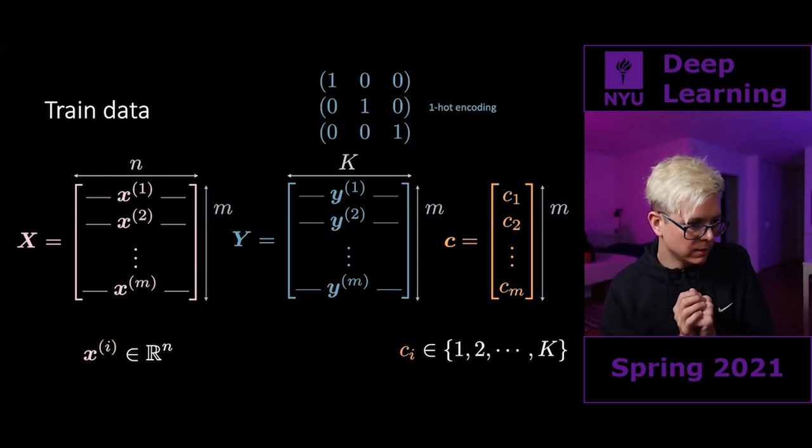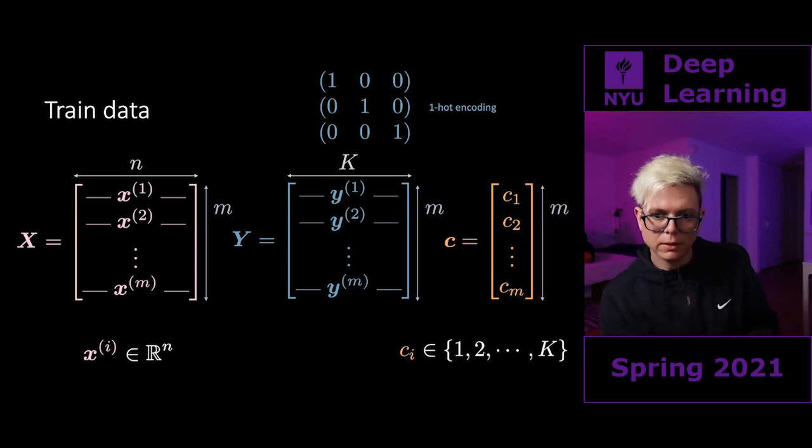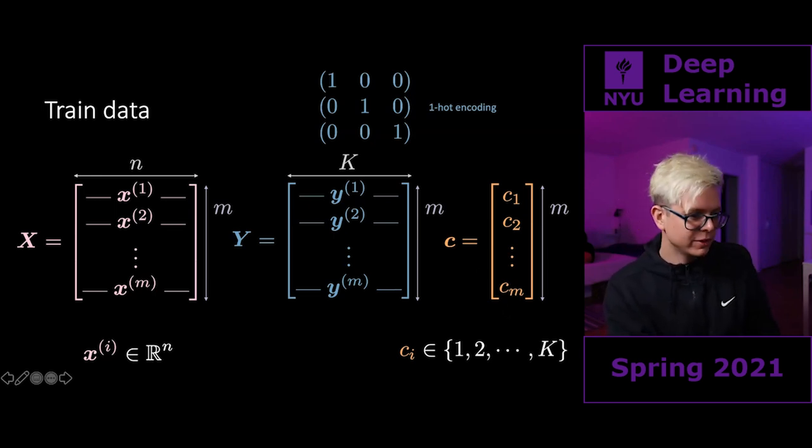Capital C is the class index. There is no capital C. There is lowercase c, but yeah. Why is one hot? Yeah, okay, Justin is explaining.